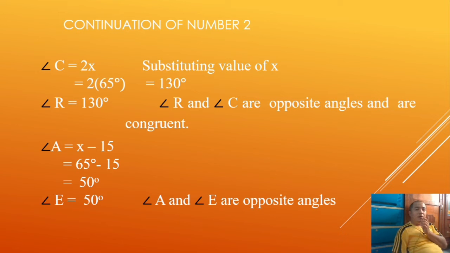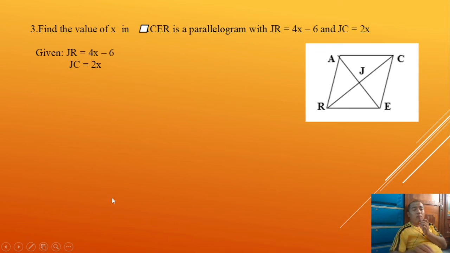At the same time, their opposite angles are congruent. What is the opposite angle of C? It is also 130 degrees. What is the opposite angle of A? It is also 50 degrees.